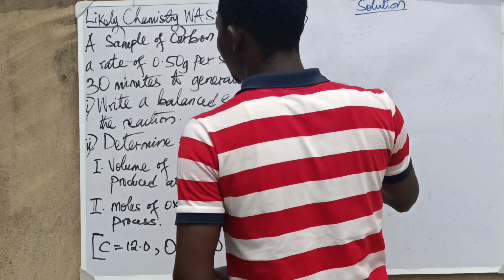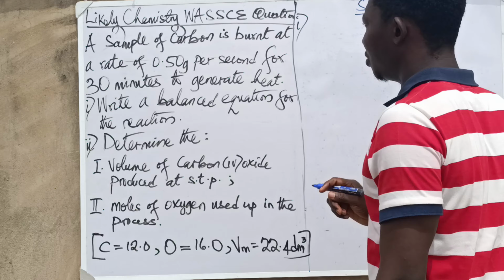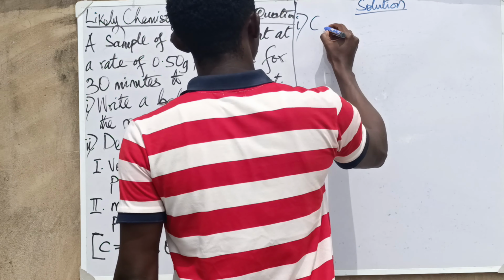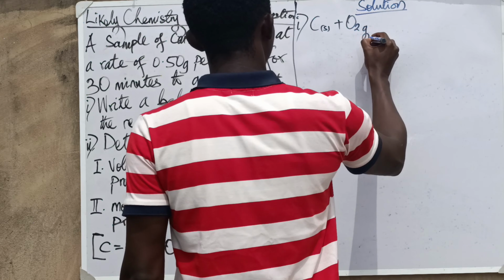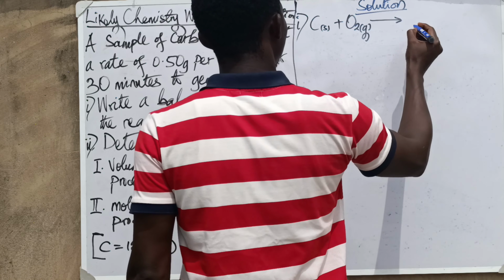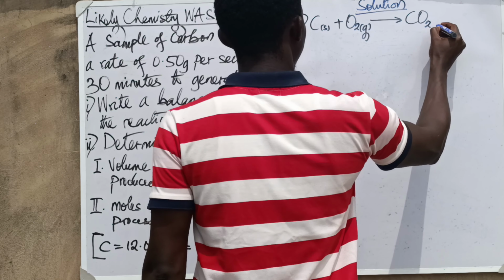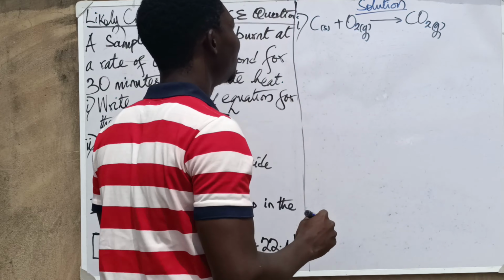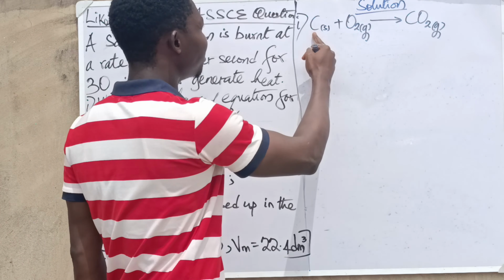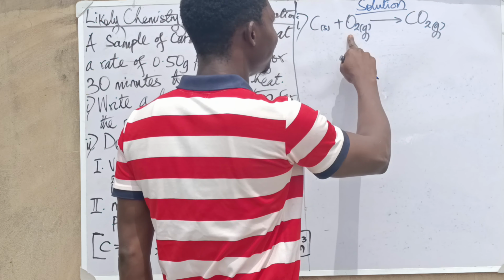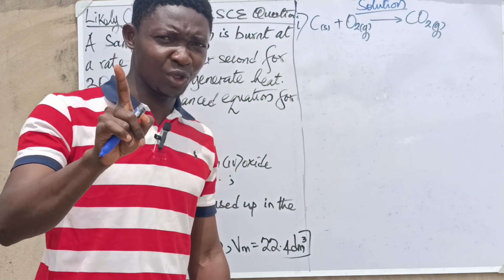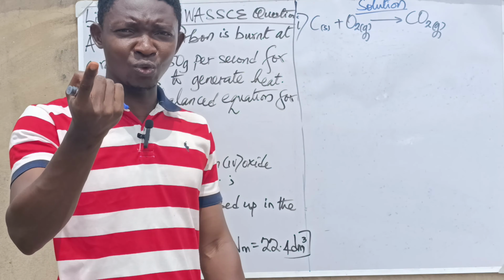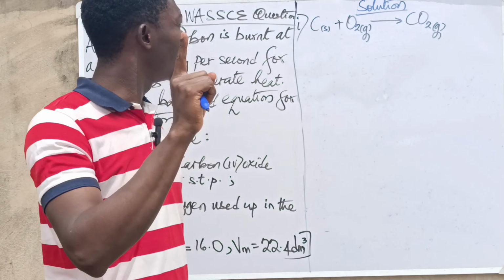Here we are. We're asked to write a balance equation. So we have carbon, which is solid, reacting with oxygen, which is a gas, to give us carbon(IV) oxide gas. So you do atom count. Carbon is 1 here, oxygen is 2 there. So the equation is balanced. Failure to write a balance equation, this question should originally have 2 marks. You just get 1, okay?